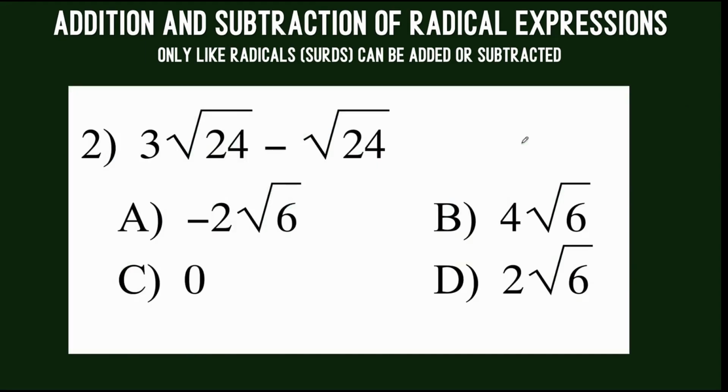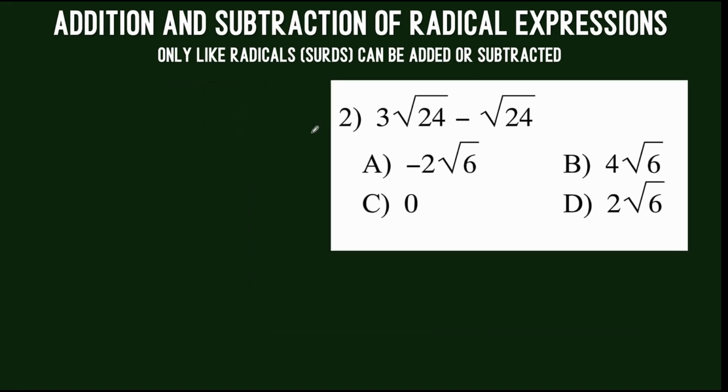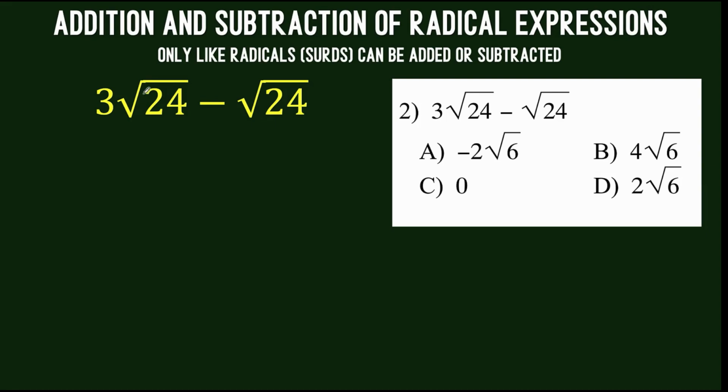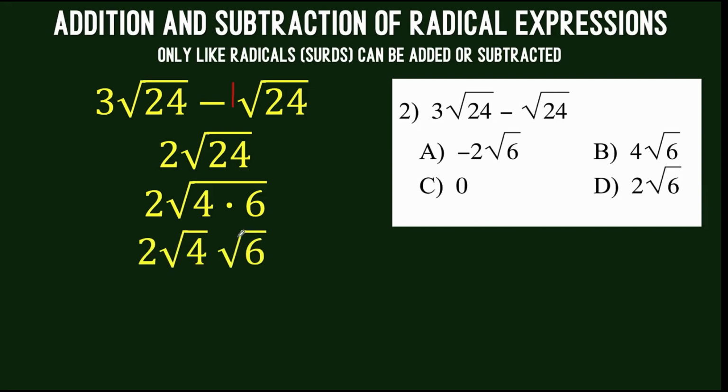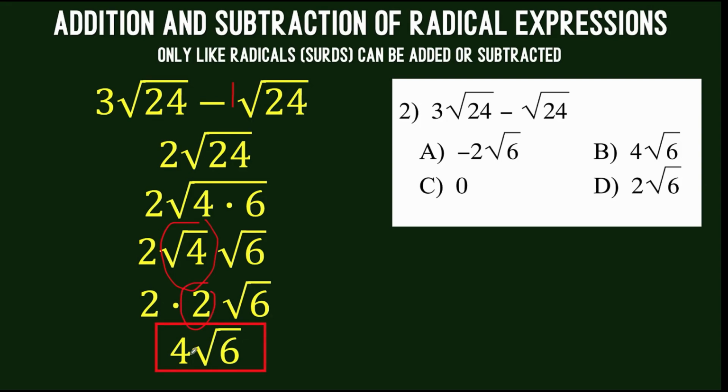Another example, 3 square root of 24 minus square root of 24. This is now subtraction. Now square root of 24 and square root of 24 are like radicals, so we can perform the subtraction right away by noting that we have here 3 copies of square root of 24 minus 1 copy of square root of 24. And the result is 2 copies of square root of 24. And then we perform further simplification because 24 is 4 times 6. Then apply the product property to separate the radicals. And the square root of 4 is equal to 2. So finally we have 4 square root of 6 as our answer. This square root of 4 becomes this 2. And 2 times 2 is 4. So the answer is letter B.